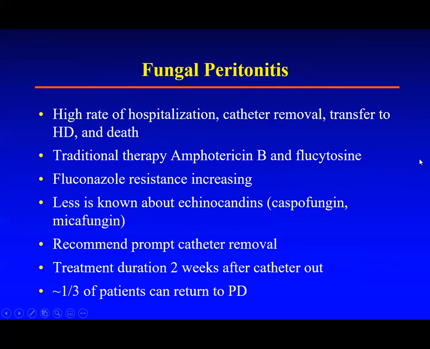And lastly, as we've mentioned, we want to avoid fungal peritonitis. When it does occur, catheter removal is basically mandatory. The traditional therapy was amphotericin B and flucytosine. There is resistance to fluconazole. Not a lot is known about the echinocandins. It is recommended that the catheter be removed, and we worry about treating the patient, not salvaging the catheter. The patient can always go to hemodialysis, and about 1/3 of the time, the patients can return to peritoneal dialysis.